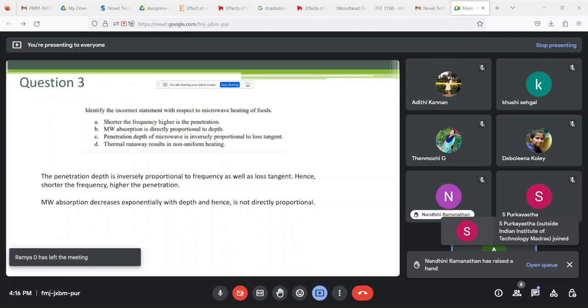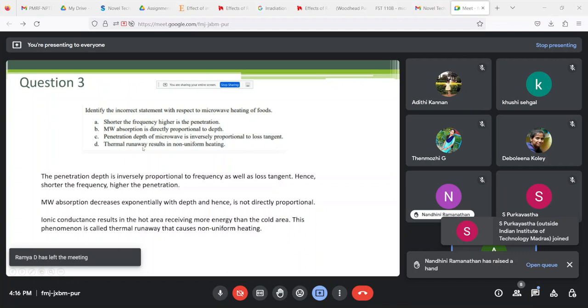And the penetration depth of a microwave is inversely proportional to the loss tangent. The loss tangent was the ability of the material to dissipate whatever was absorbed. So if you have a good material that is not dissipating all the energy, then the depth to which this microwave can penetrate is more. So lesser the loss, more is the penetration depth. So penetration depth is inversely proportional to the loss tangent.